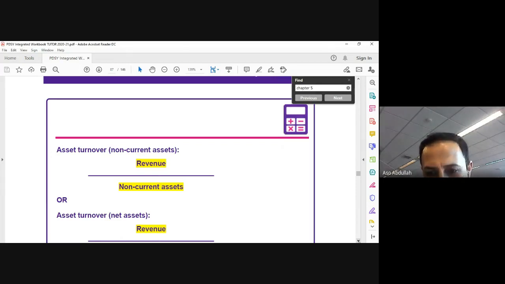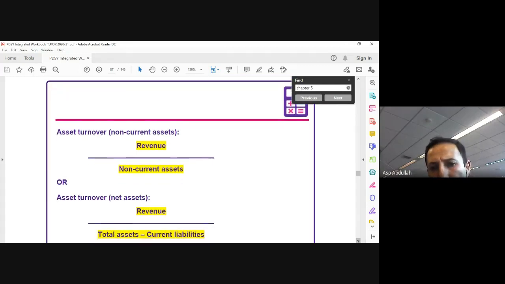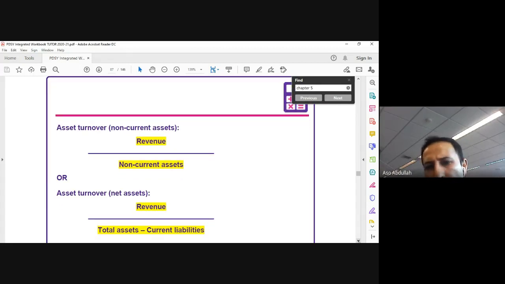Okay, so again, probably you have some sort of machinery, property, plant, and equipment, and these are all non-current assets. As a business, probably you have a lot of assets, and some of the assets make a good contribution toward your revenue, and some of your assets do not make any contribution toward your revenue. As an accountant or in finance in the future, you need to be brave enough to make a good financial decision.